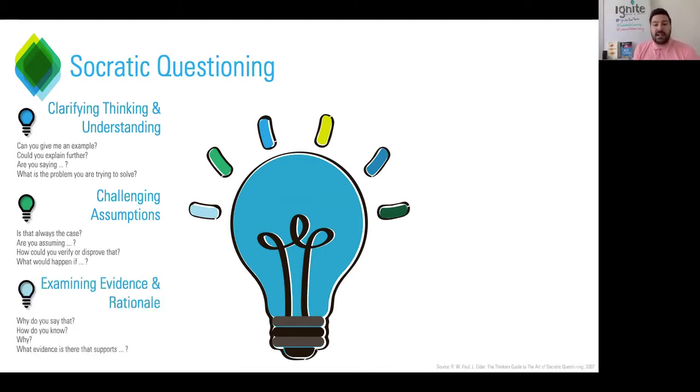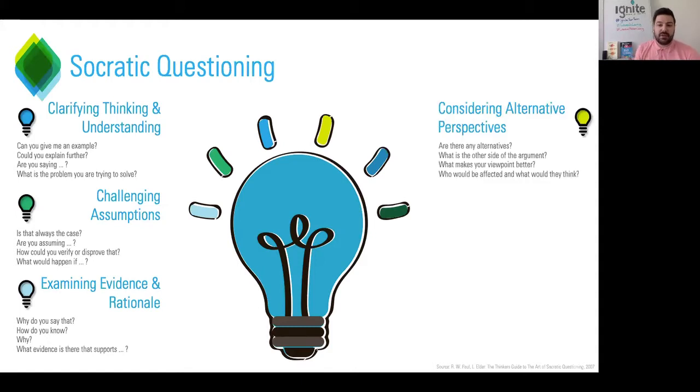Examine your evidence and any rationales that you have. So why do you say that? Why is it important? How do you know that this happens? How do you know this information? So always a key thing that we should be asking people. We take people's word as verbatim. What they say is the truth. And it's not always the truth. It just might be their truth, or it could just be their opinion. So how do you know that? Why? And what evidence have you got that supports it is always a great way to challenge some problems.